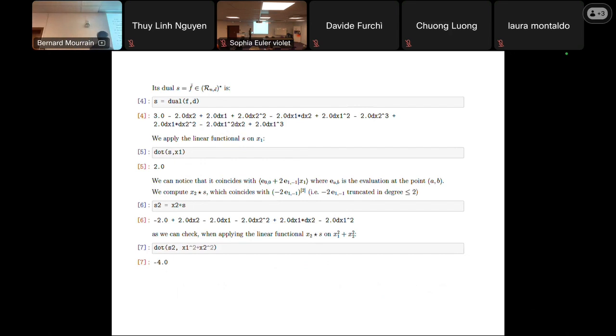And now we can apply this x2 times S on the polynomial of degree 2. We apply it to x1 square plus x2 square. For x2 square, we have a minus 2. For x1 square, we have here minus 2. We take the sum, we get minus 2.